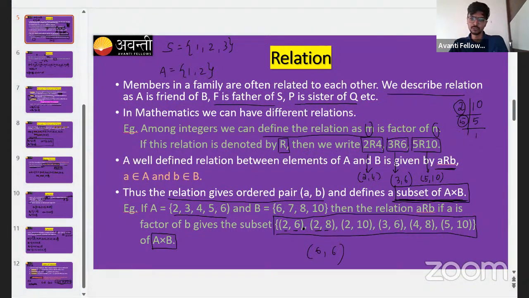So this is (2, 6), (2, 8), (2, 10), (3, 6), (4, 8), and (6, 6) is also there, meaning 6 comes in the table of 6. 6 is a factor of 6. But let me tell you, yes, we can include (6, 6), right? Very good for you to point it out. So yeah, 6 is a factor of 6. Any doubt till now? I hope this is clear. We should also include (6, 6) here. Thank you.